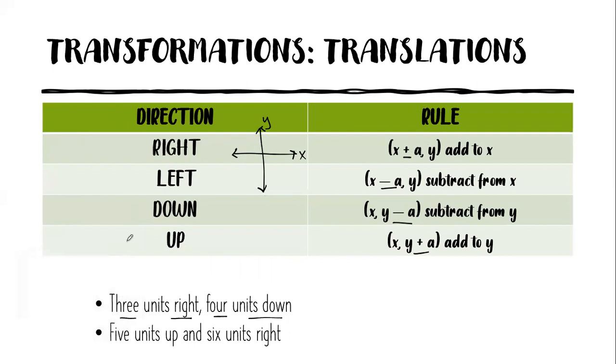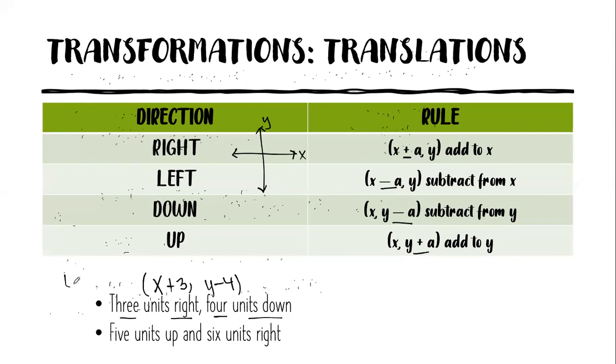So if I'm going 3 units to the right, is that X or Y? X. And would I be adding or subtracting? Adding. So that'd be X plus 3. If I'm going 4 units down, is that X or Y? Y, and am I adding or subtracting? Subtracting. So that'd be Y minus 4. And there would be my algebraic representation.